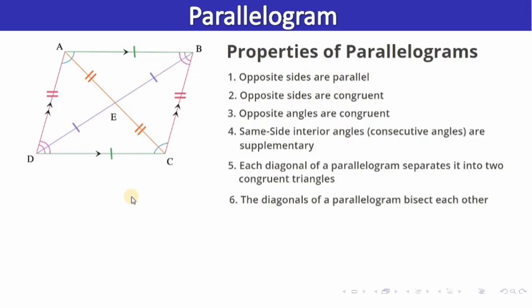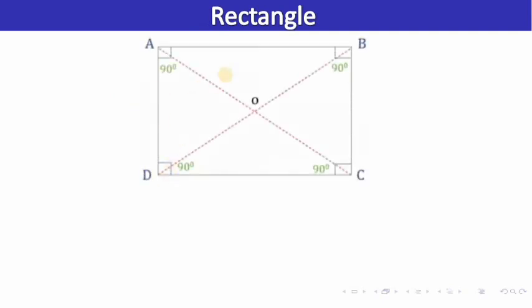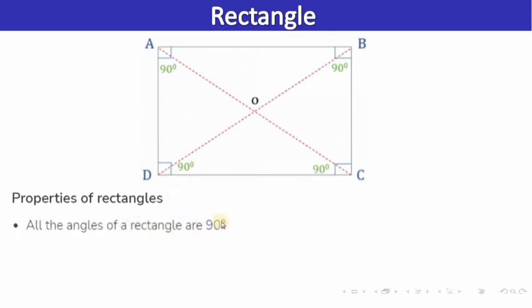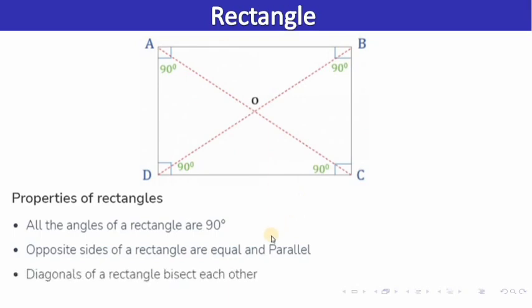Okay, so let's have another diagram now. Another diagram is the rectangle. All of you are quite familiar with this, so I don't have to waste much time here. This kind of figure is called a rectangle. What happens here is all the interior angles will be 90 degrees. That's quite obvious. Next, opposite sides of a rectangle are equal and parallel. In this case also they are parallel and equal. Similarly, AD is parallel to BC also, and they are also equal. Now, the diagonals of the rectangle bisect each other.